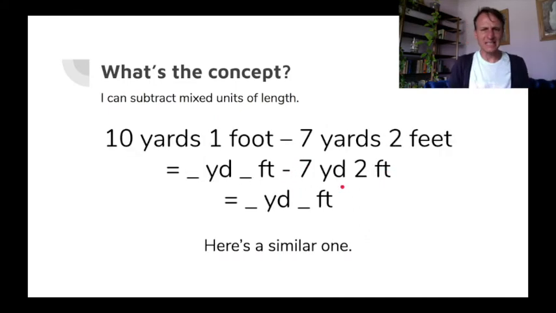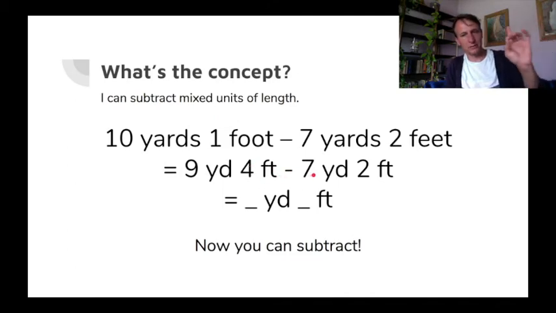Excellent. Yards and feet. Again. 10 yards, 1 foot, minus 7 yards, 2 feet. Can't do 1 minus 2 on the feet there. That's why we need to regroup. So 9 of those yards we're going to set aside. That 10th yard we're going to bust out as 3 feet with the 1 foot already present is 4 feet. So 9 yards, 4 feet.